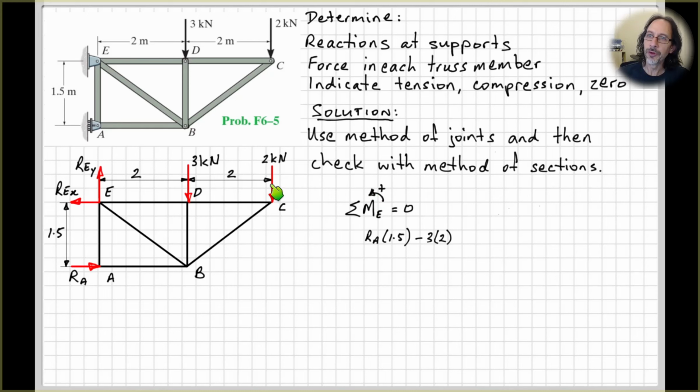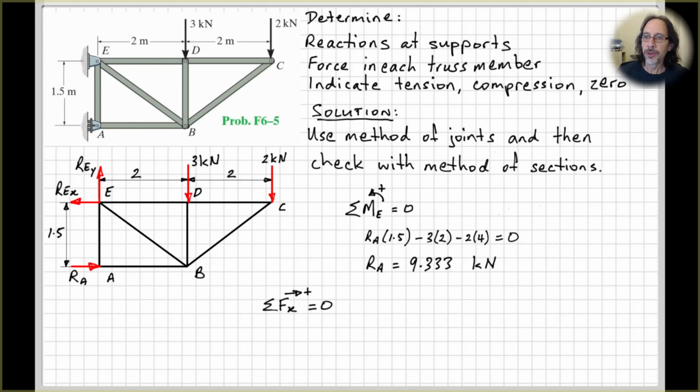And then of course we've got the moment generated by the 2 kilonewton force out at the end, and its perpendicular distance will be 2 plus 2 equals 4, and it's a negative moment as well because it's tending to rotate clockwise. Put all of that equal to 0, solve for our unknown reaction force RA.